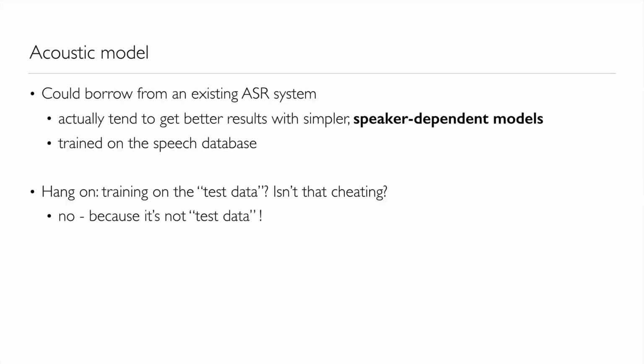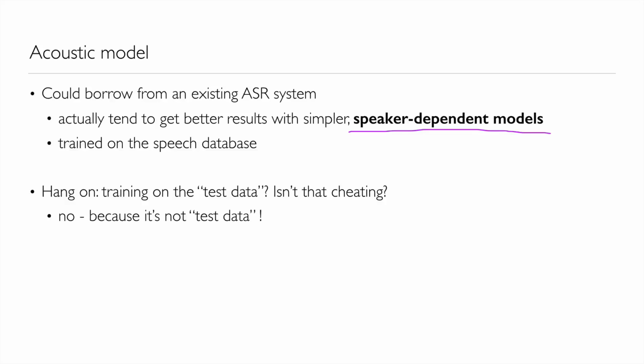The third and final ingredient is the acoustic model that's going to actually emit observations. We could borrow fully trained models from an existing speech recognition system, for example, speaker-independent models. Although actually in practice we do tend to get better results with rather simpler models, which we can make speaker-dependent, because we can train them on the same data that we're aligning. We might have thousands or tens of thousands of sentences, which is plenty of data to train context-independent phone models.